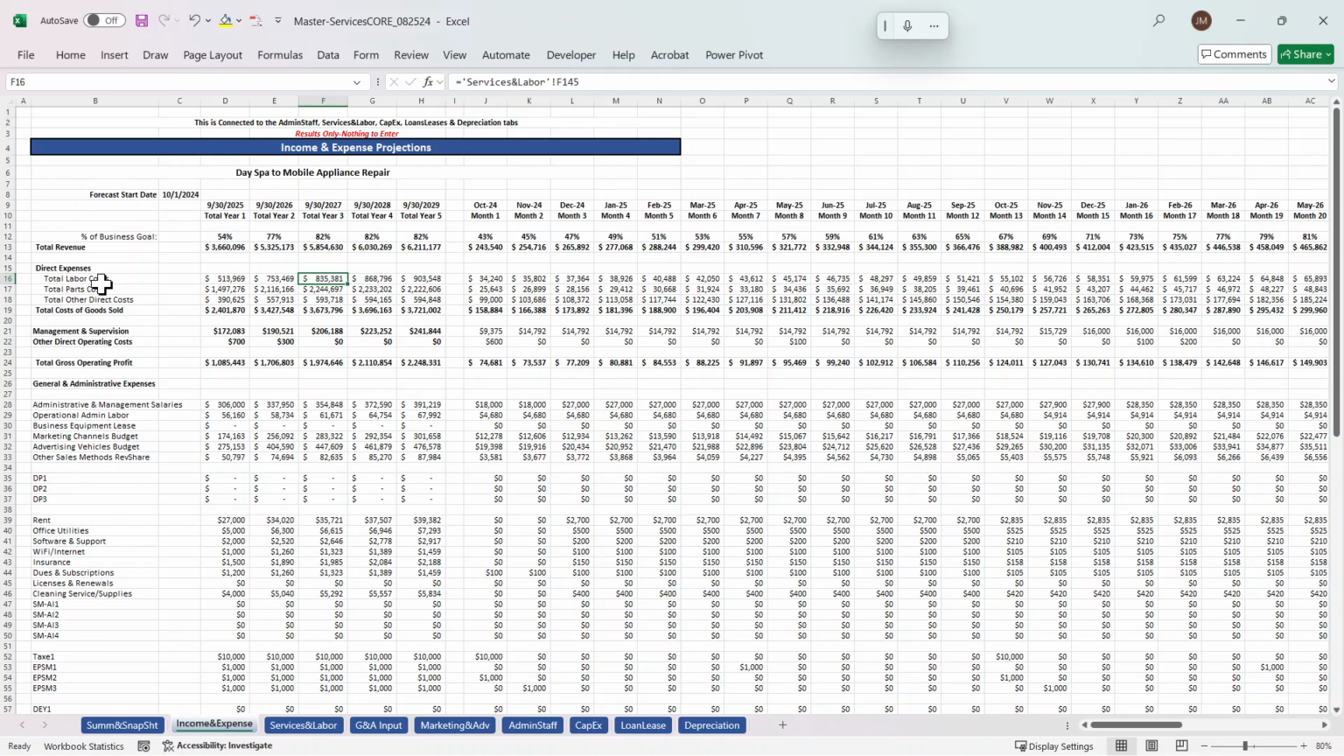in your business. And this is where the general and administrative expenses come in. All of these are ultimately coming from your G&A input, where you had all these fields to program in your specific G&A expenses. They flow directly into this right here.